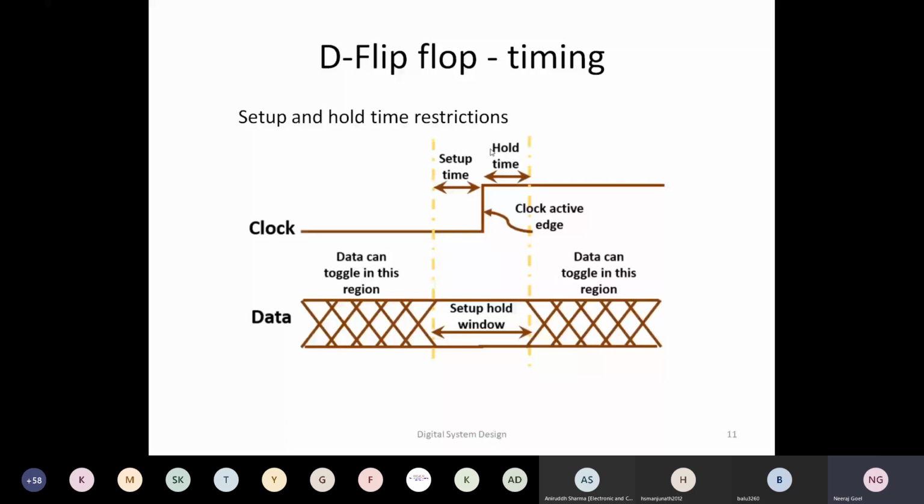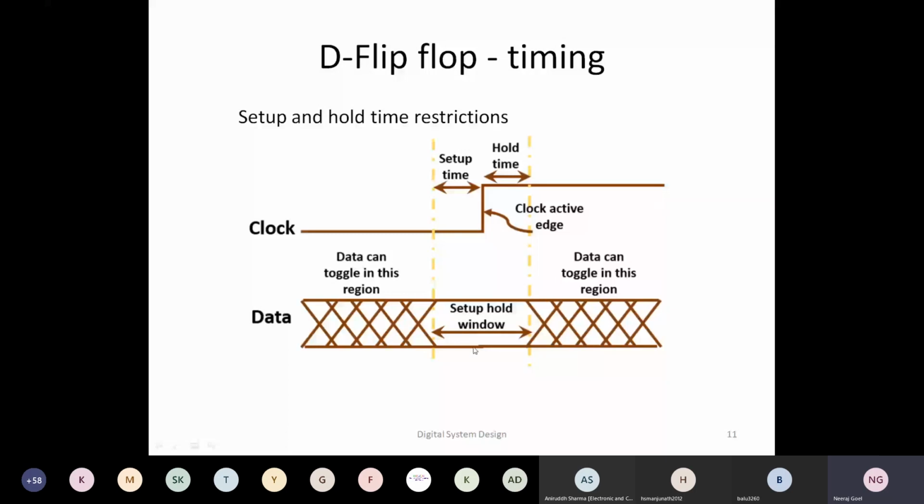So whenever your data is changing, it has to be there at least setup time before the clock active edge. This active edge could be the rising edge or the falling edge. Your data should not change before the setup time, and it should also not change during the hold time. So during this setup-hold window, my data is not supposed to change.